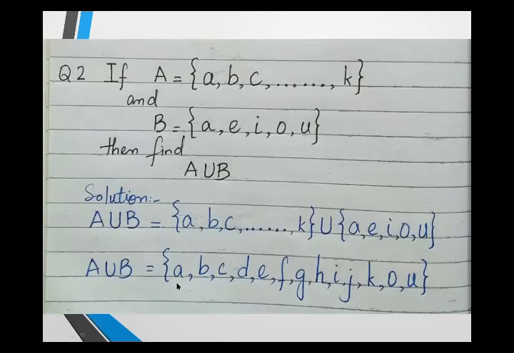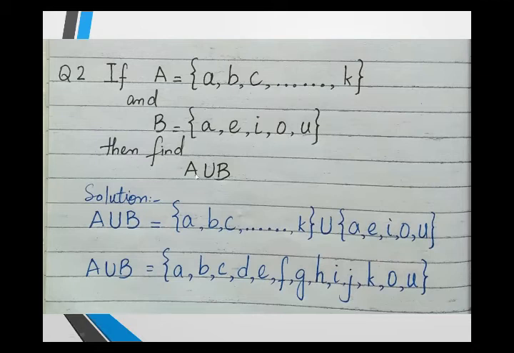Now here, students, I will share an example with you. Here is an example for overlapping sets. As you previously saw in this example, if we have a set A equals to A, B, C, which means that all the elements between them are included in this set up to K. And we have a set B equals to A, E, I, O, U.